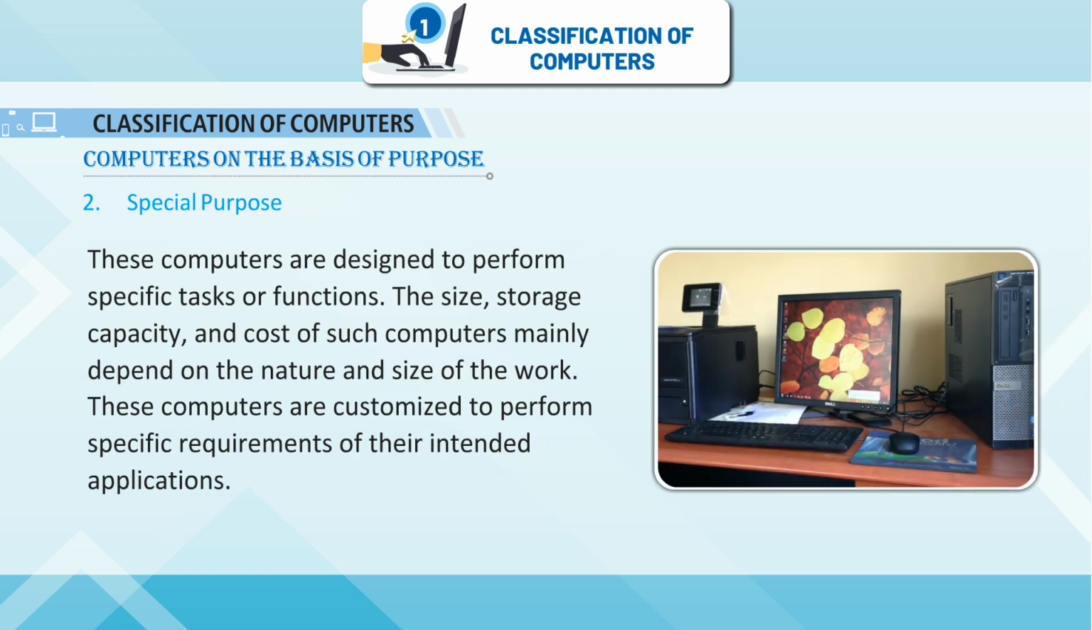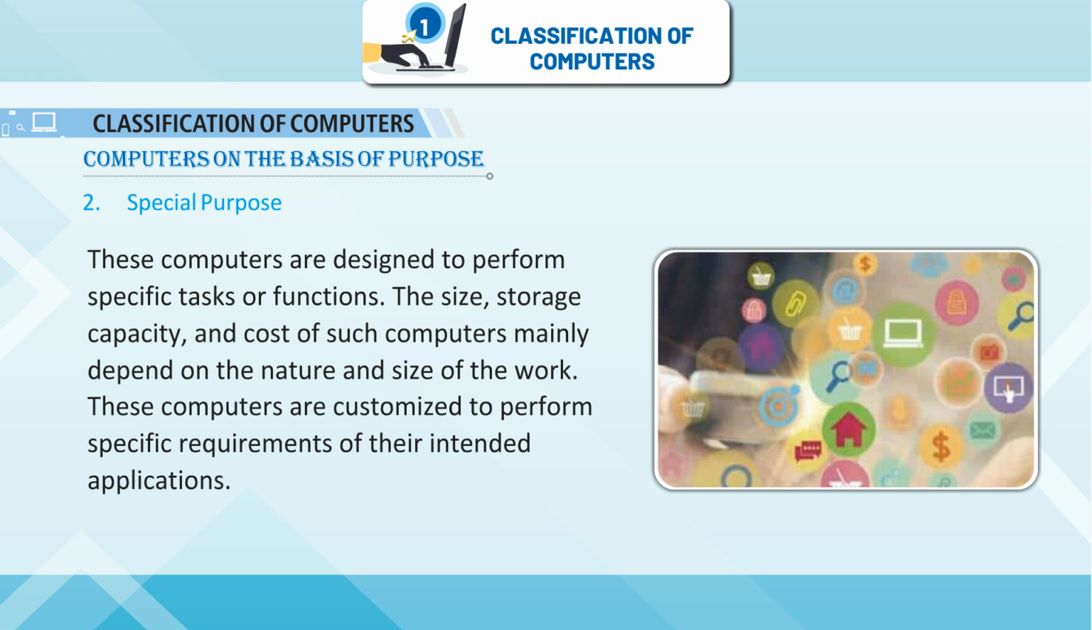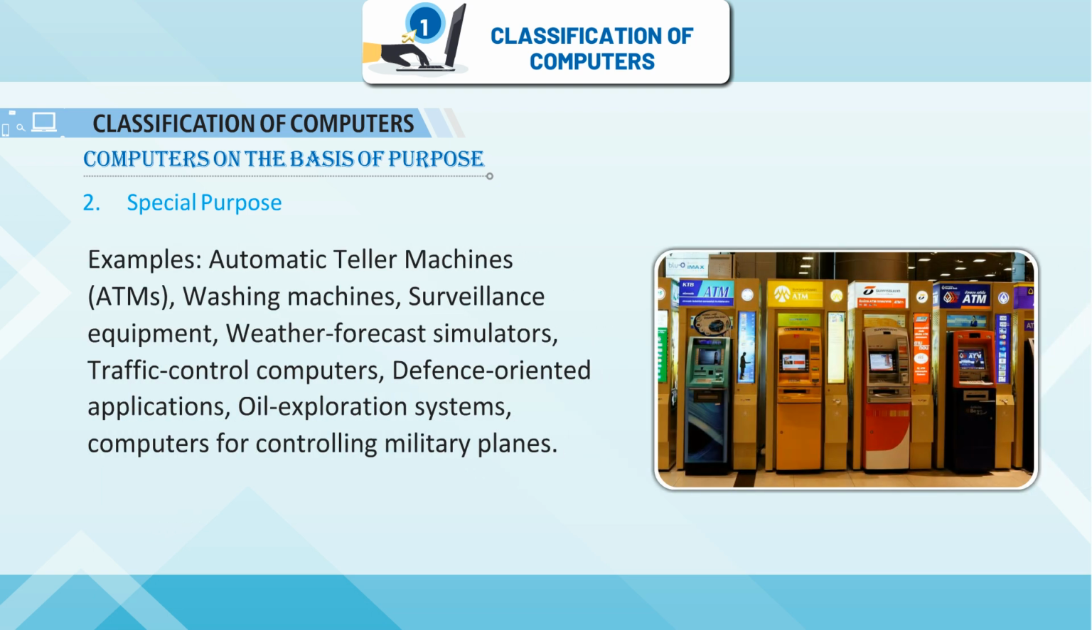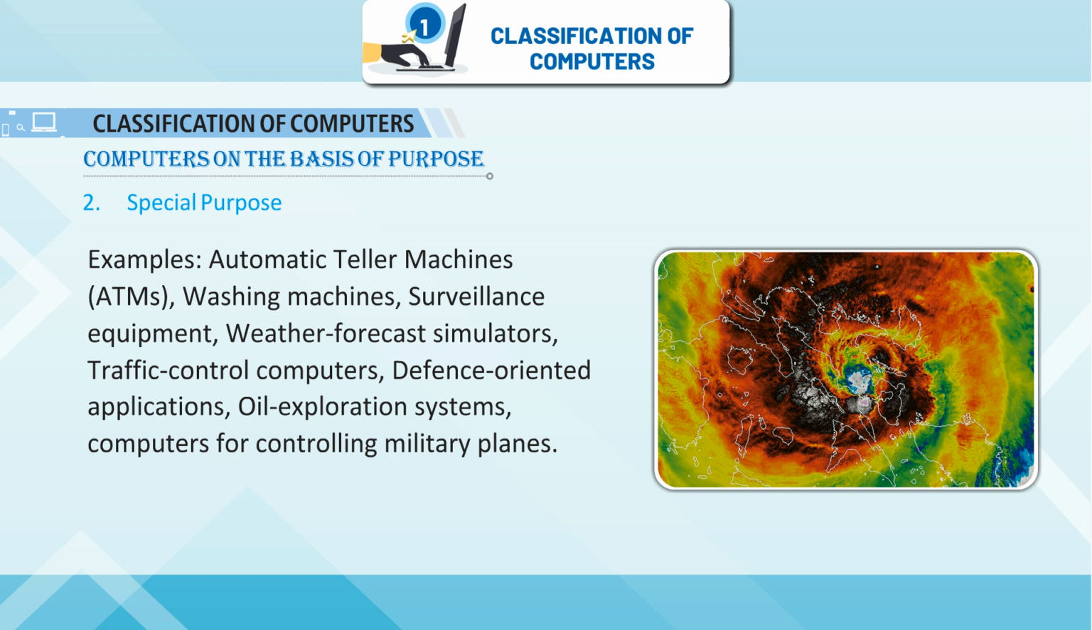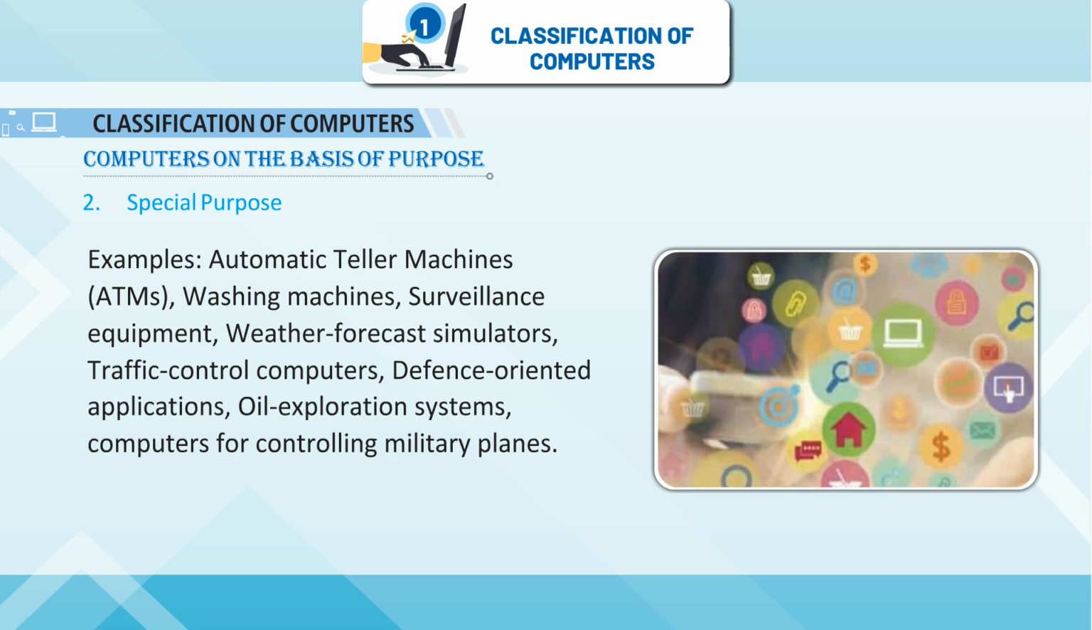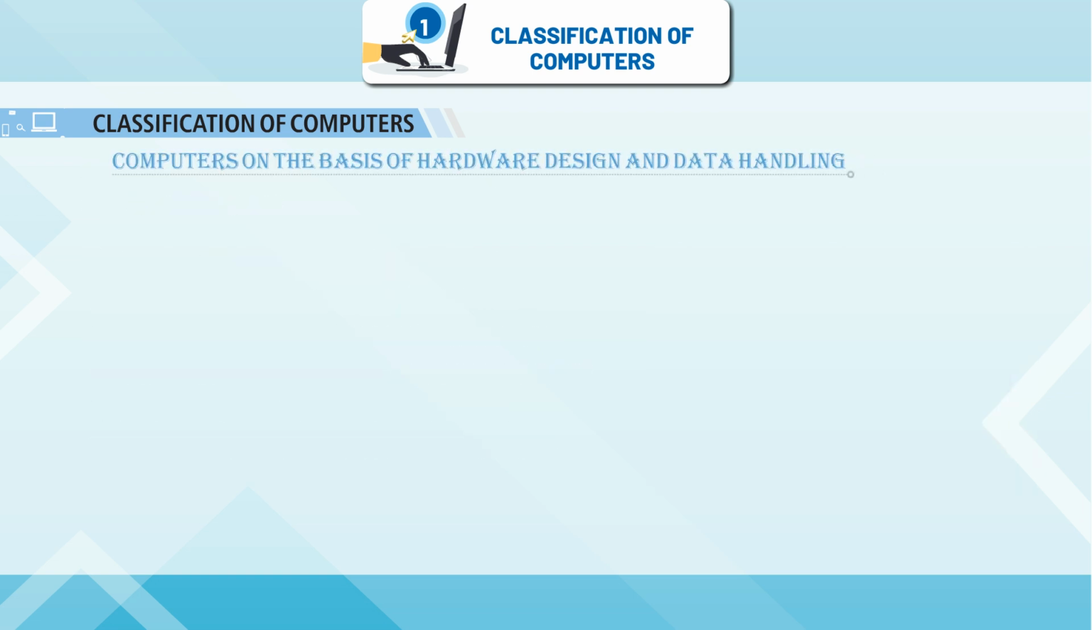Special purpose. These computers are designed to perform specific tasks or functions. The size, storage capacity, and cost of such computers mainly depend on the nature and size of the work. These computers are customized to perform specific requirements of their intended applications. Examples: automatic teller machines, ATMs, washing machines, surveillance equipment, weather forecast simulators, traffic control computers, defense-oriented applications, oil exploration systems, computers for controlling military planes.